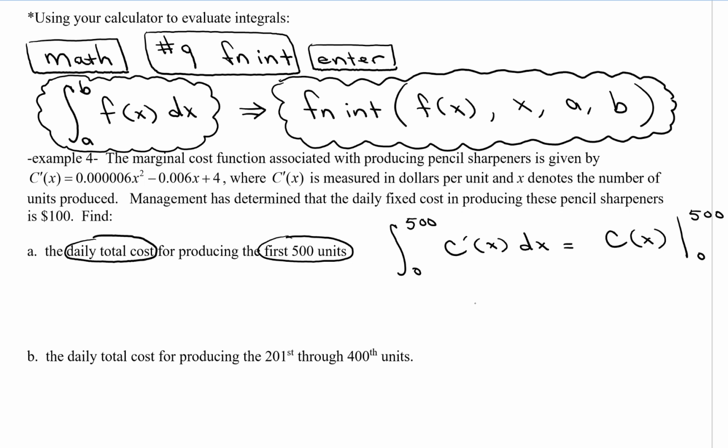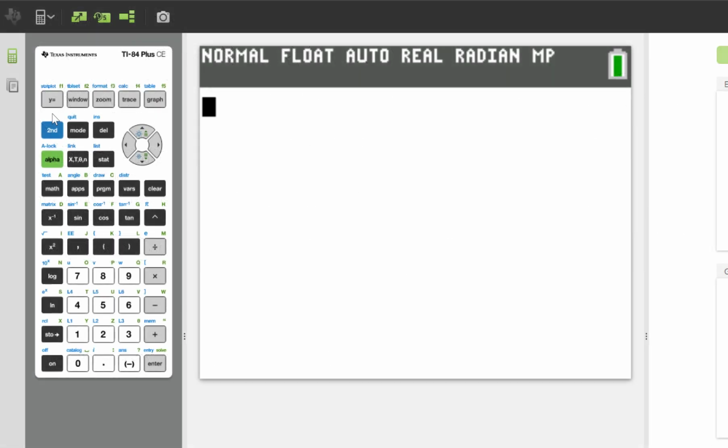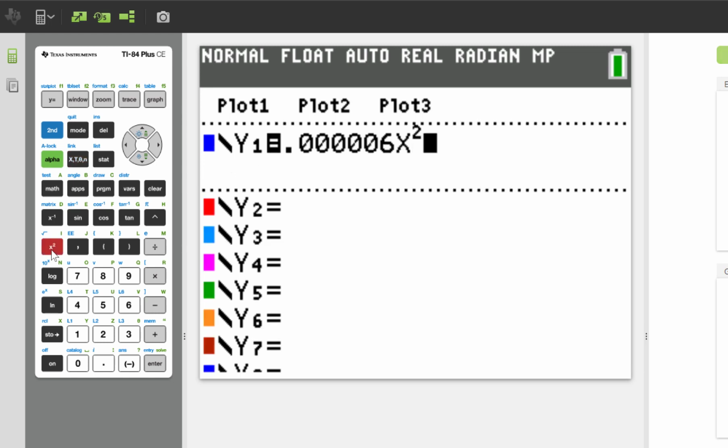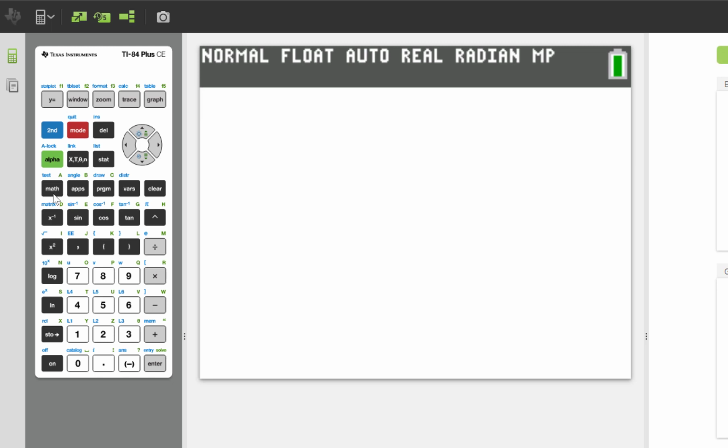So now that we have discussed how to use your graphing calculator to evaluate integrals, let's go ahead and practice on this problem. First, we want to go to the y equals button, the button in the upper left-hand corner of your graphing calculator, and type in our function. That is 0.00006x squared, and then right arrow key to get out of the exponent, minus 0.006x plus 4. Let's go second quit to get out of that screen.